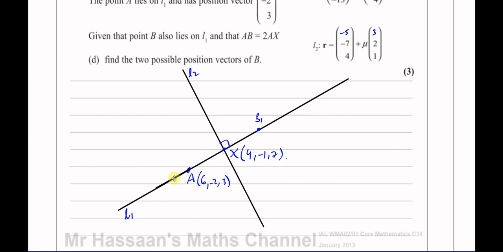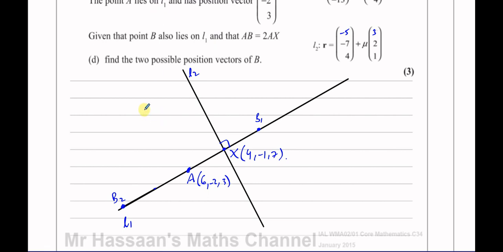So you can go 1, and then from there, another 1. So the other position vector that B could possibly have is somewhere over here. I'll call that B2. So those are the two possible positions of B. You've got one here and one here. That distance is twice AX. That distance is also twice AX. So we want to find the position vectors of B.